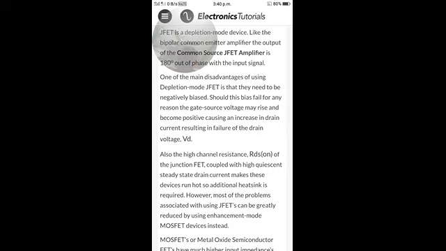Also, the high channel resistance, RDS on resistance, of the JFET coupled with high quiescent steady state drain current makes the devices run hot, so an additional heat sink is required. So these are the two disadvantages of operating the JFET in the depletion mode.